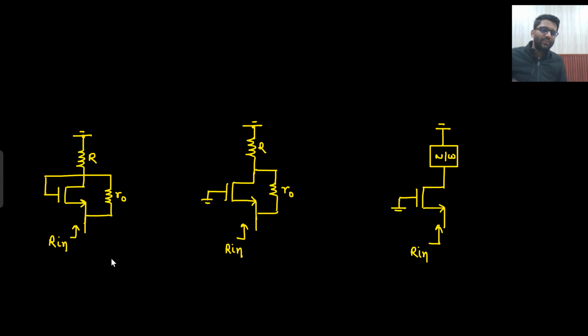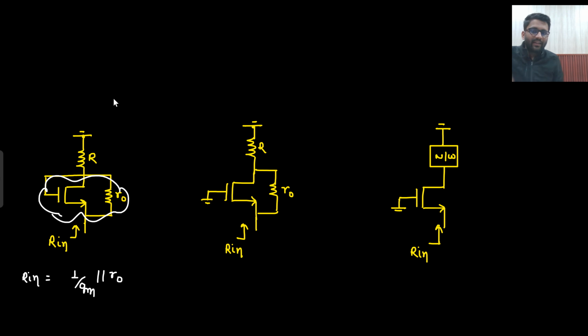Basically, if I see the conclusion here, if both are connected, then this particular configuration will give me 1 by GM parallel with R naught. From source to gate I can see 1 by GM, and gate is connected to drain. So from source to drain I see 1 by GM, and from source to drain I see R naught as well. So my R in would have been 1 by GM parallel with R naught, and then in series there will be R. This would have been the answer.